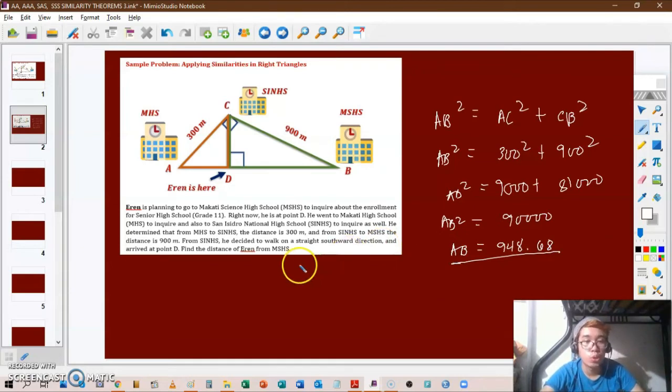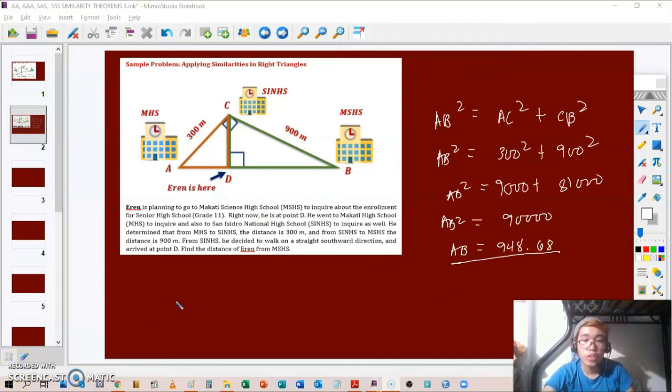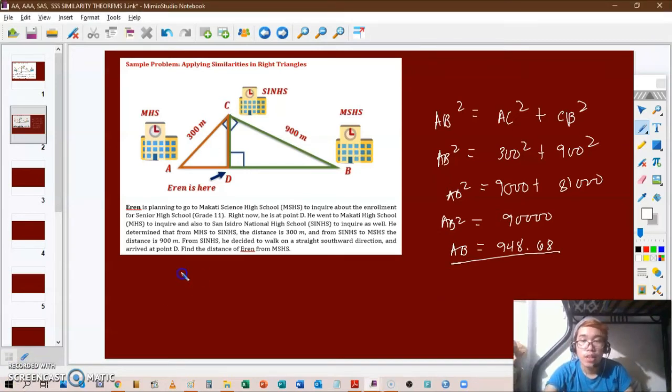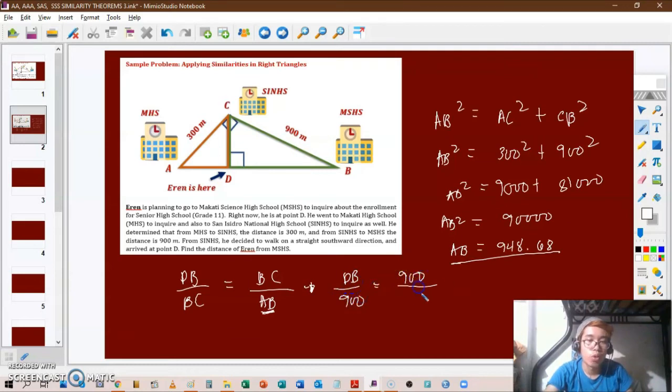But we want to get the value of DB, so we're going to use a similar triangle proportion. Using corollary number 2 from our right triangle similarity theorems, we can say that DB over BC, the geometric mean, is equal to BC over AB, the one that we solved a while ago. So this becomes DB over 900 is equal to 900 over 948.68. This is in meters, so AB is equal to 948.68 meters. This will give us DB.